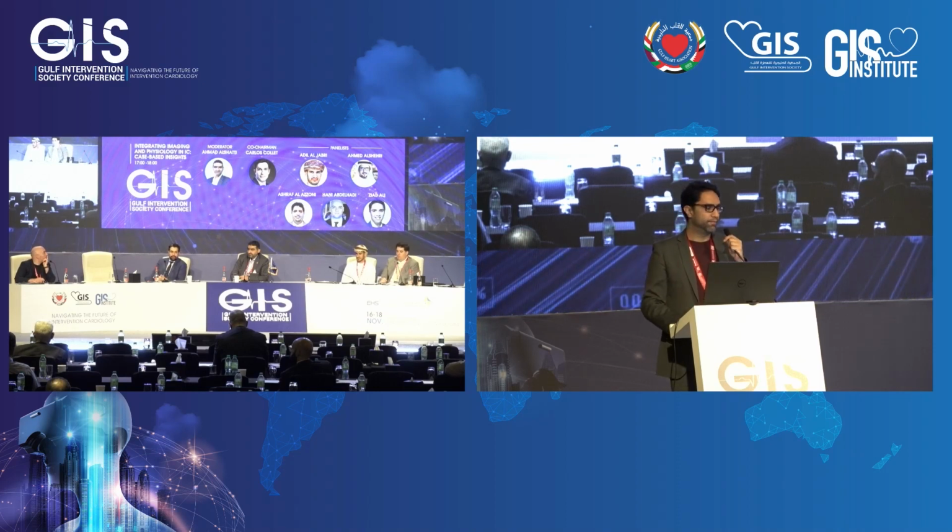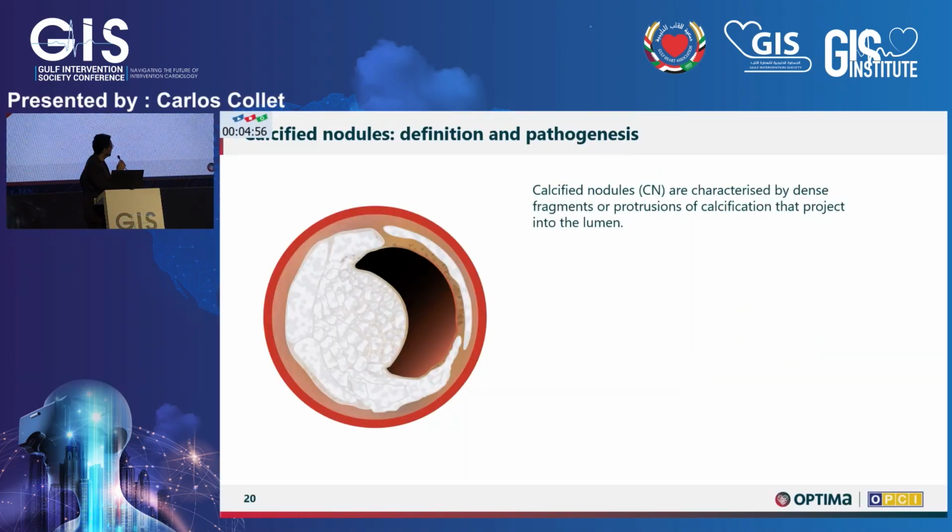All right. So this is a pet project of mine. If we could put the slides up. So calcified nodules have somehow appeared from out of nowhere and now are a huge part of our practice. So about 5% of all acute coronary syndromes are caused by calcified nodules.